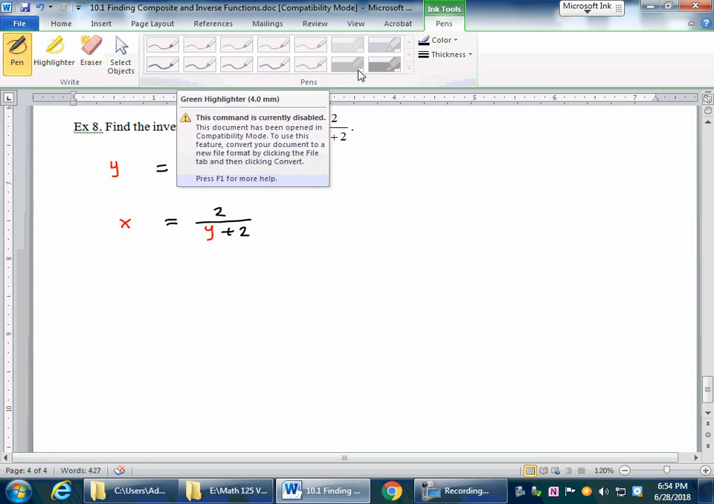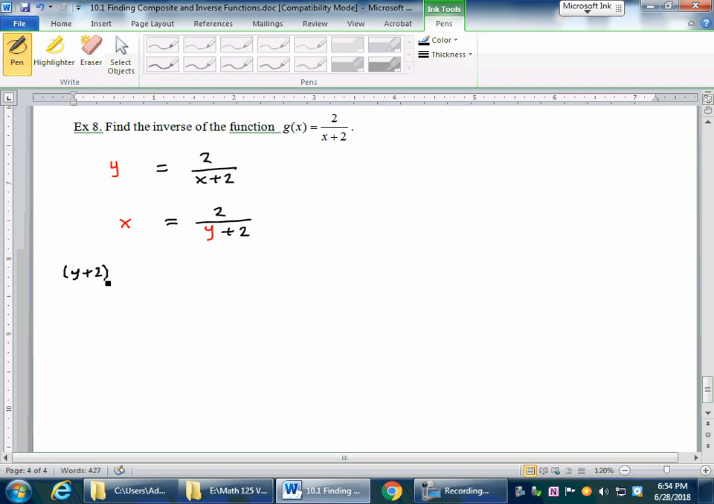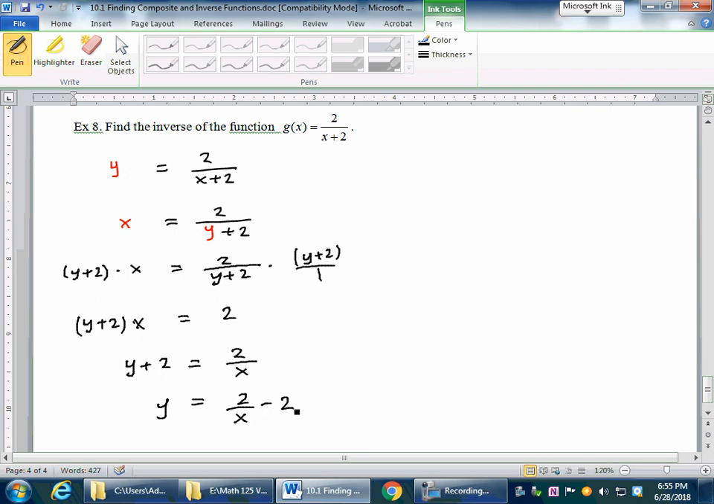So multiply both sides by the LCD, which is y plus 2. So this will become y plus 2 times x, and then 2 over y plus 2 times y plus 2 over 1, right? So this will become 2 is equal to y plus 2 times x. So I can divide both sides by x. That will give me y plus 2 is equal to 2 over x. And then I subtract 2 from both sides, 2 over x minus 2.